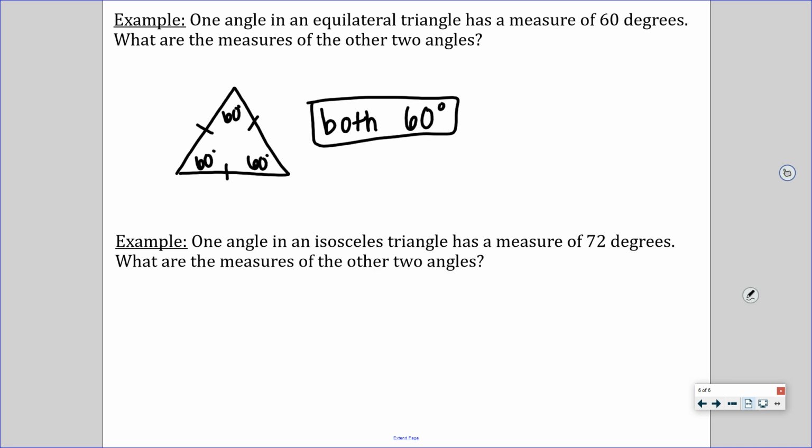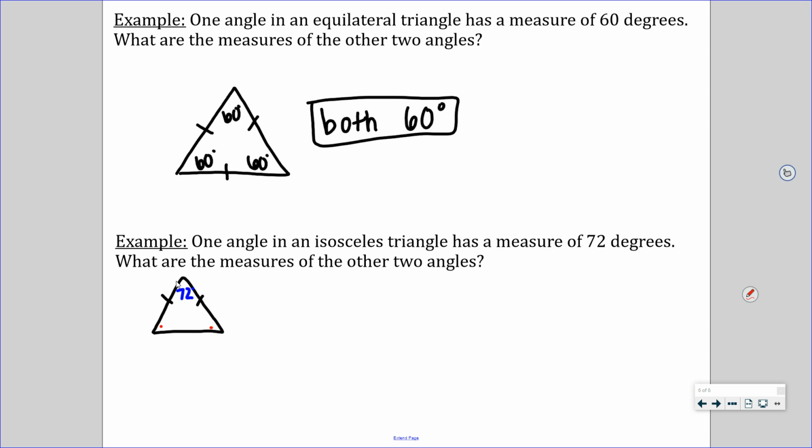One angle in an isosceles triangle has a measure of 72 degrees. What are the measures of the other two angles? All right, let's draw an isosceles triangle. Make it a little bigger. Two congruent sides. I'm going to say these two. All we know is that one of the angles is 72 degrees. Now, it matters where you draw it. So let's just say for funsies, it's this one. This one's 72 degrees. Okay, how could I find the measure of the other two angles? Any ideas?